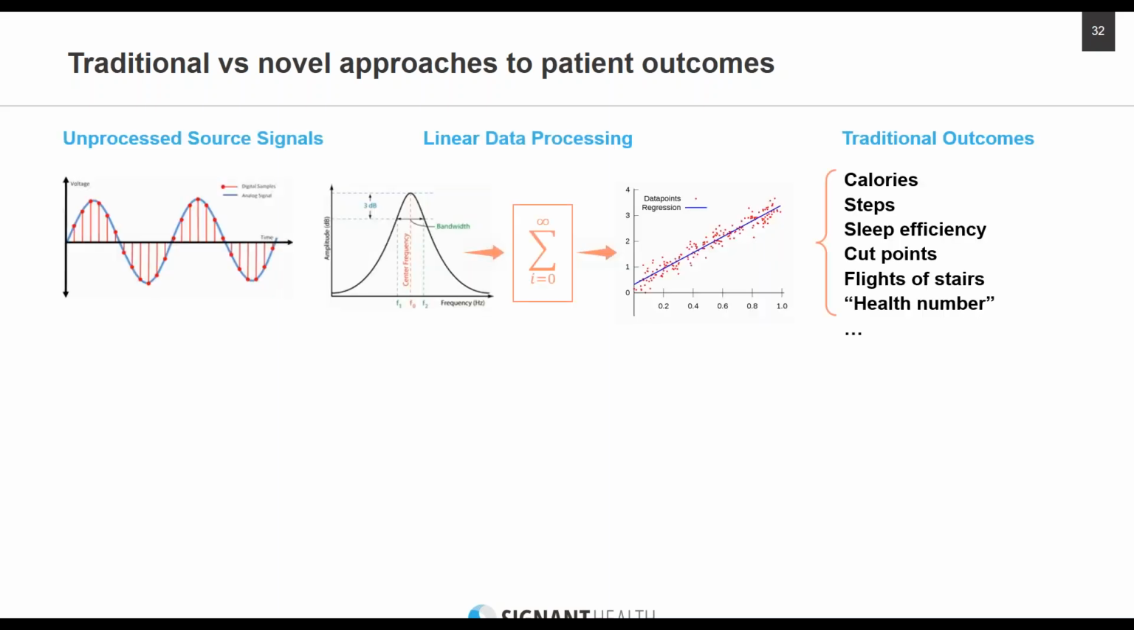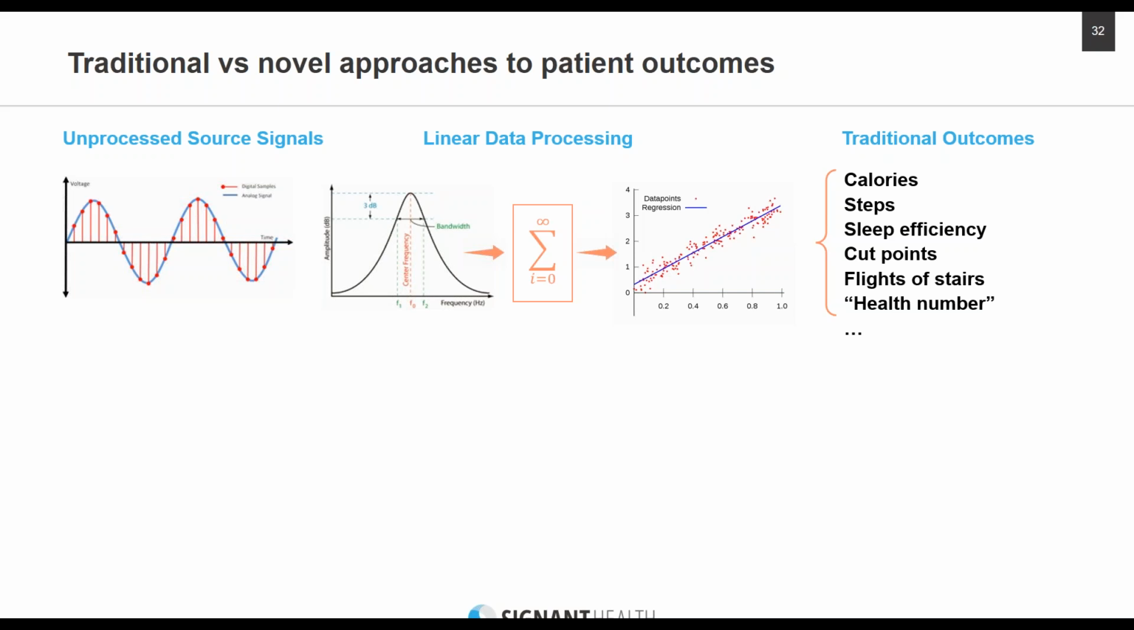This first graphic shows the progression of how we get to our traditional outcomes. On the right, you'll see these traditional outcomes, and you all know these outcomes. These are any type of measurement that you'll see on a consumer product: calories and steps and cut points. Flights of stairs are becoming pretty popular, or some health number. These are outcomes that I think we understand as humans to be meaningful.